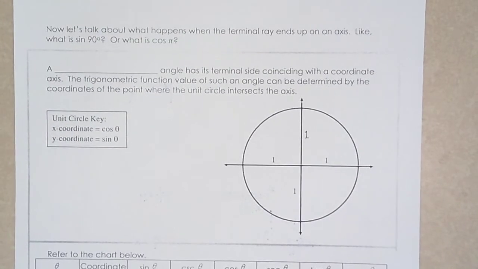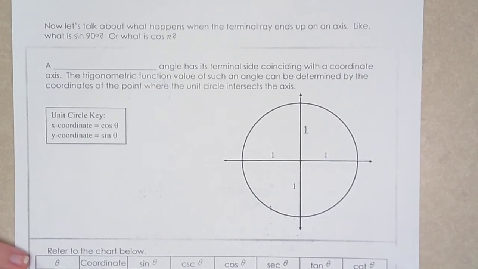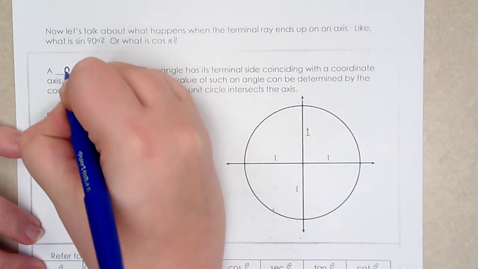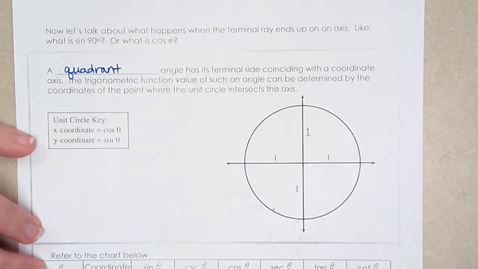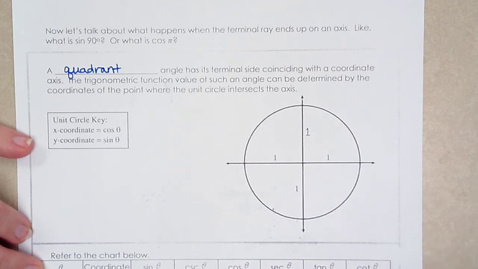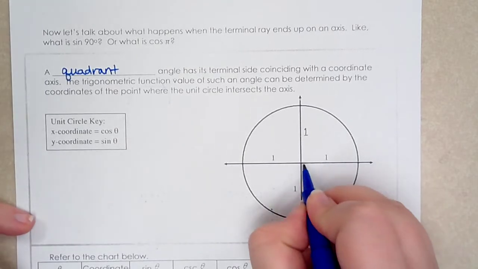Before we do that, let's talk about what happens when a terminal ray ends up on an axis. For example, what is sine of 90 degrees, or what is cosine of pi? Well, a quadrant angle has its terminal side coinciding with a coordinate axis, meaning it falls on an axis. The trigonometric value for such an axis can be determined by the coordinates of the point. So this is really a big fancy way of saying we know what the points are.